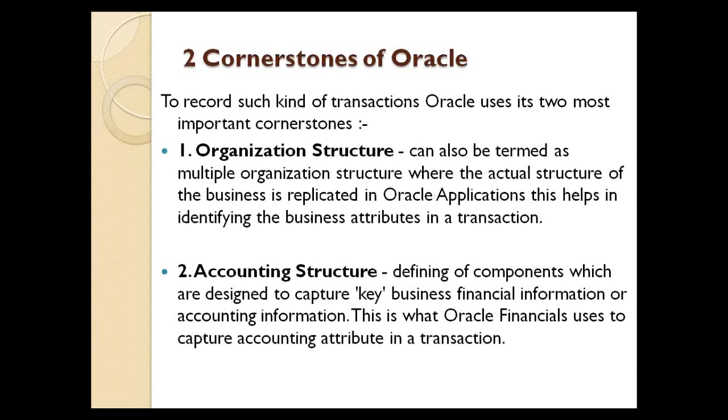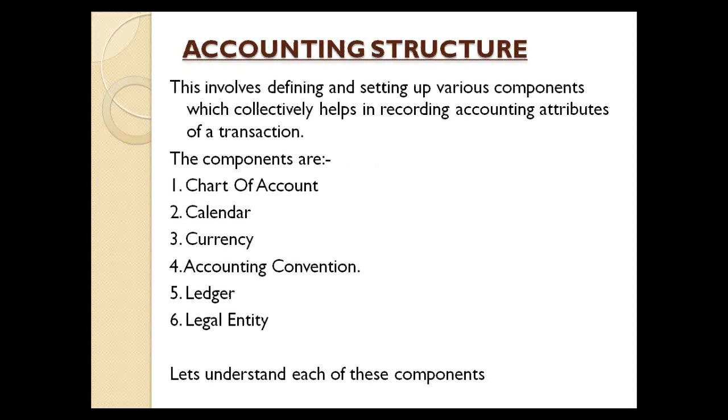So in Oracle, to capture these kinds of transactions, they have devised two cornerstones. One is the organization structure, and the second is the accounting structure. With the help of the organization structure, we determine which organizations, which companies these transactions fall under. And with the accounting structure, we determine what accounts these transactions hit, whether it's going to be an asset account, cash account or liability account, which is mostly important for accounting and reporting purposes.